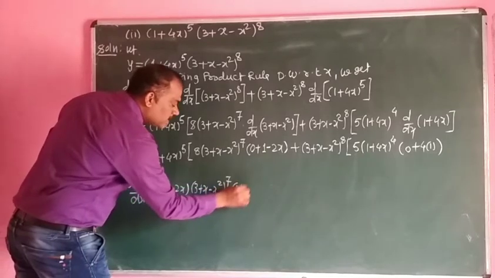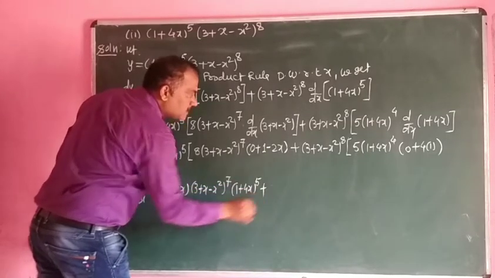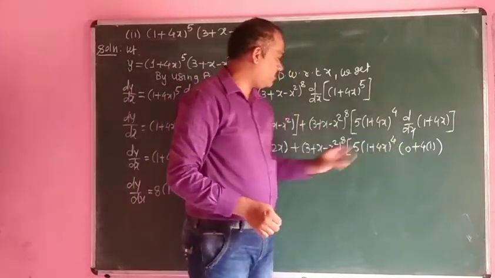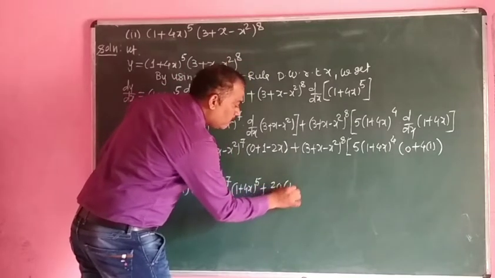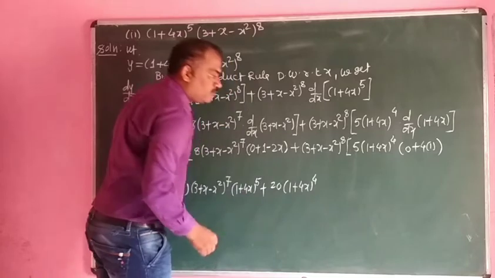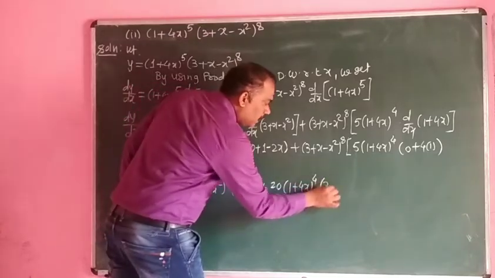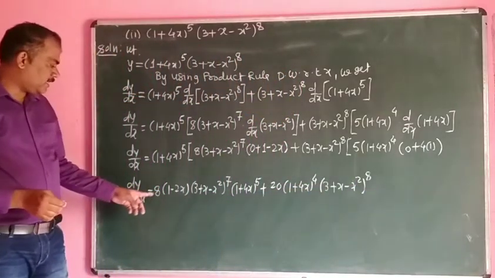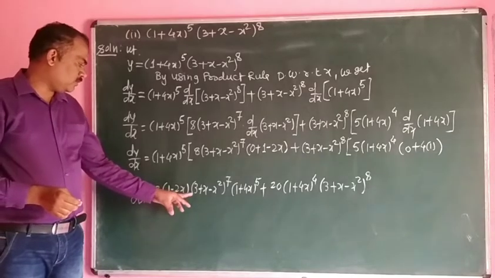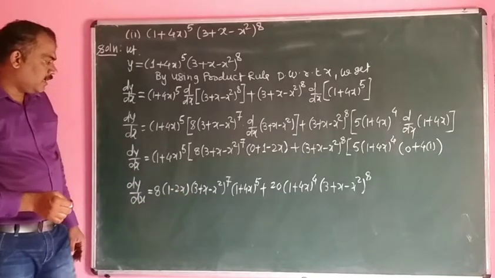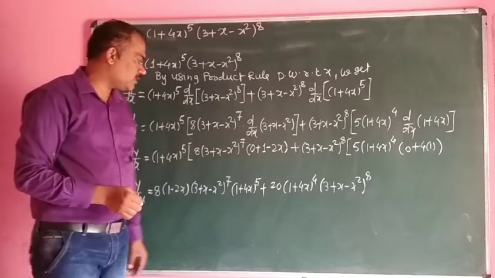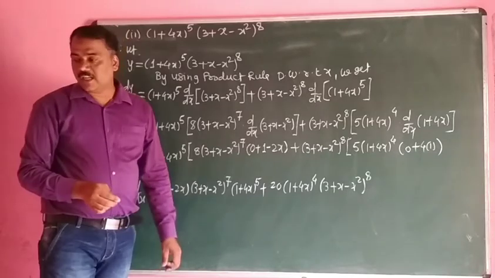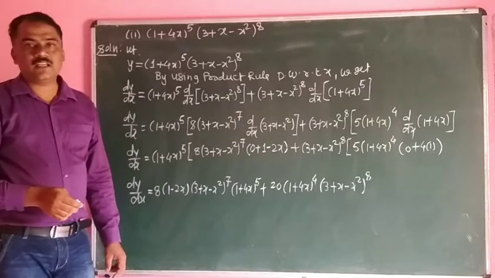Now (1 plus 4x) raised to 5 plus, here what we have to get? That is 4 into 5, 0 plus 4 is 4, 4 into 5 is 20. That is 20 into (1 plus 4x) raised to 4 into (3 plus x minus x square) raised to 8. So dy/dx is equal to 8 into (1 minus 2x) into (3 plus x minus x square) raised to 7 into (1 plus 4x) raised to 5 plus 20 into (1 plus 4x) raised to 4 into (3 plus x minus x square) raised to 8, which is the required answer.